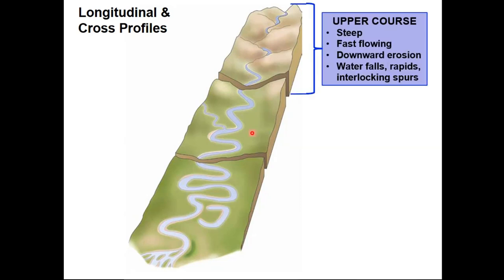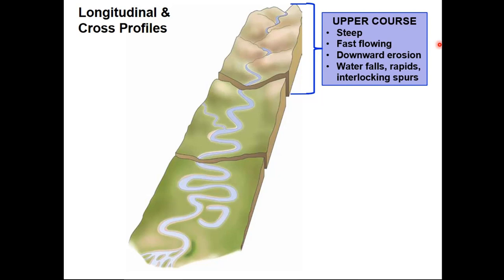So what is the top part? Now look at the landscape over there. The landscape over there is steep. That's the first thing: the upper course is characterised by steep slopes. If this gets asked in the exams and for some reason you can't remember, always just remember that your upper course is steep.